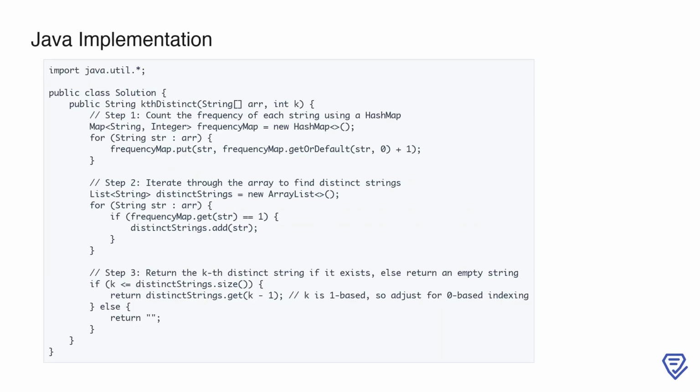This is the Java implementation of the LeetCode problem number 2053, kth distinct string in an array. The logic mirrors the provided Python solution, with key adaptations for Java. We use a hash map to count the frequency of strings and an array list to store distinct strings. The kth distinct string is retrieved using the 0-based indexing of Java lists. If k exceeds the number of distinct strings, an empty string is returned. This implementation leverages Java's type safety and collections framework.